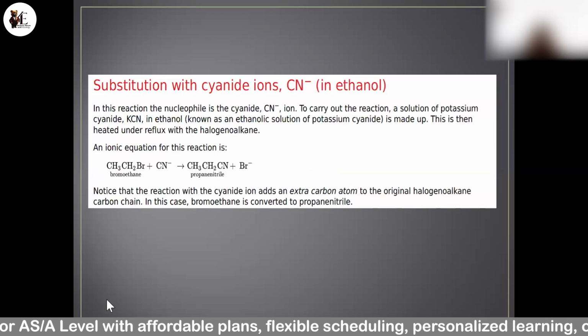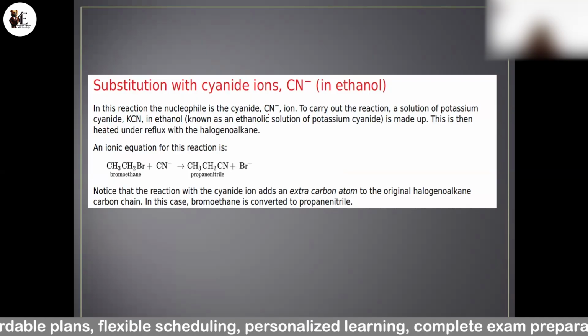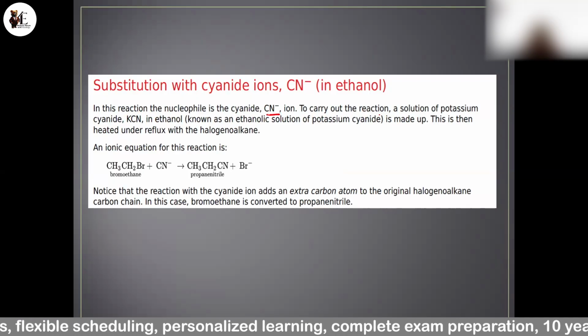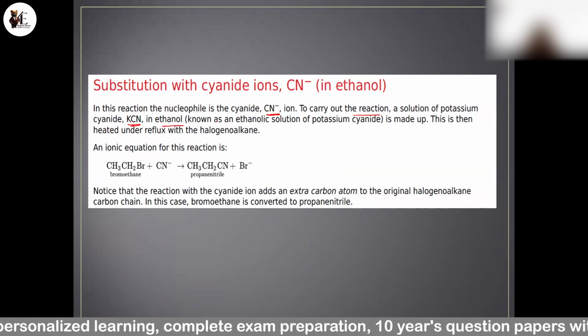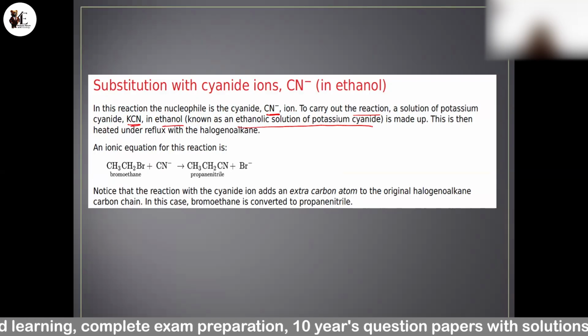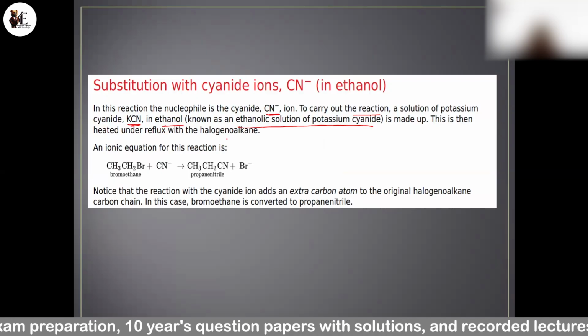Okay. Next is the substitution with cyanide ions in ethanol as a solvent. In this reaction, the nucleophile is the cyanide ion. To carry out the reaction, a solution of potassium cyanide in ethanol, also known as ethanolic solution of potassium cyanide, is made up. This is then heated under reflux with the halogenoalkane.